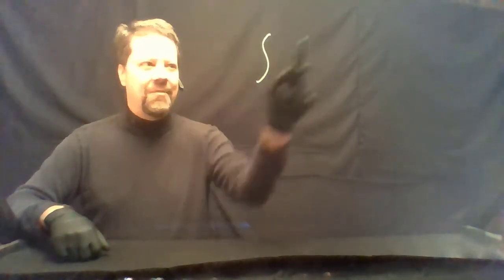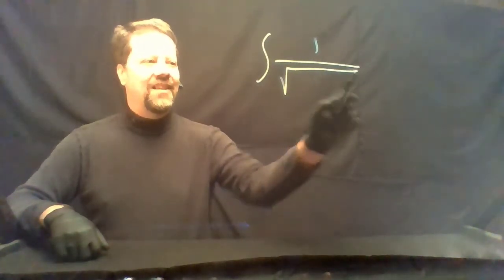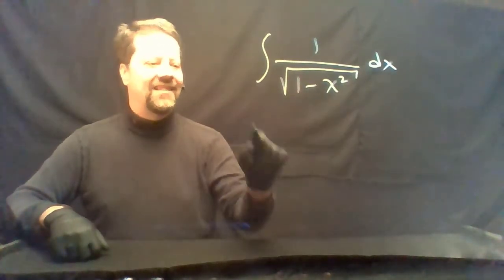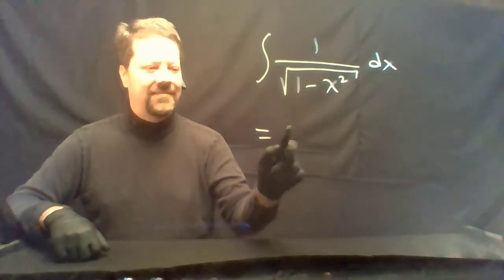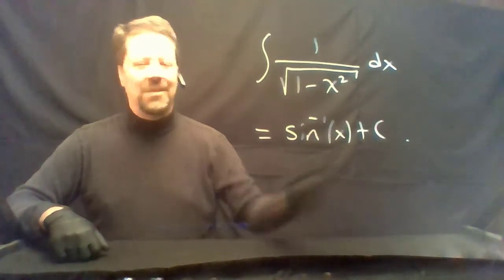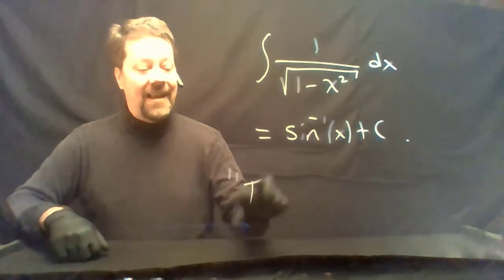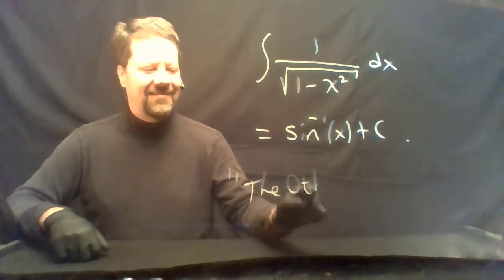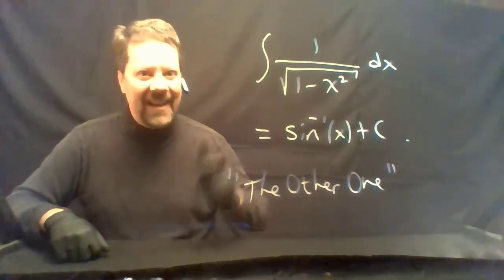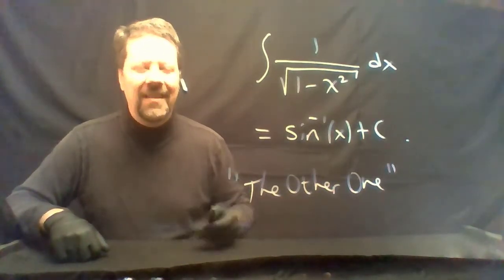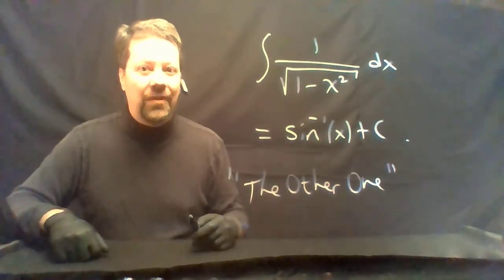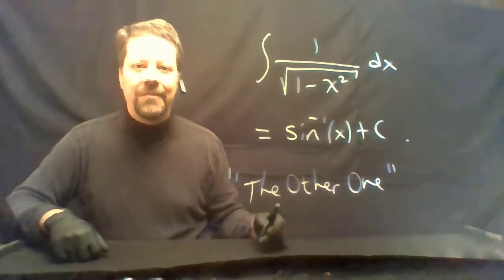There's another one you need to remember. The integral of 1 over the square root of 1 minus x squared is arcsine of x plus c. That's the other one. The other one that I expect you to remember. We worked very hard in Calculus 1 to prove these two formulas. You should know them from now forevermore.